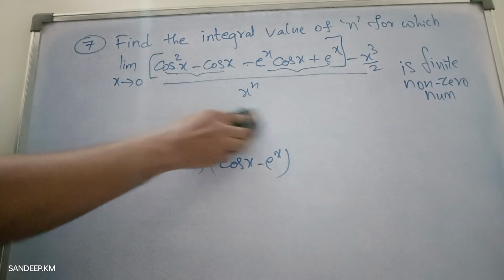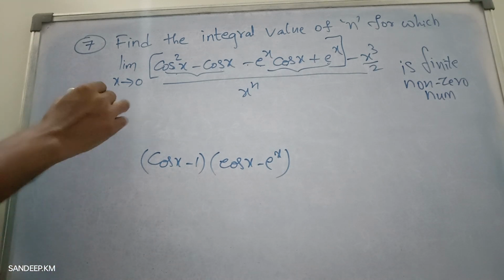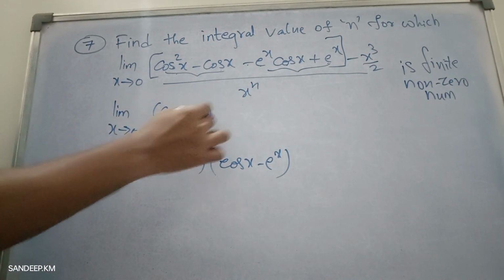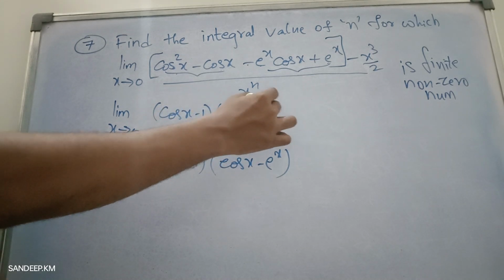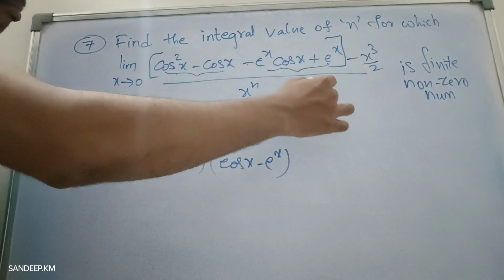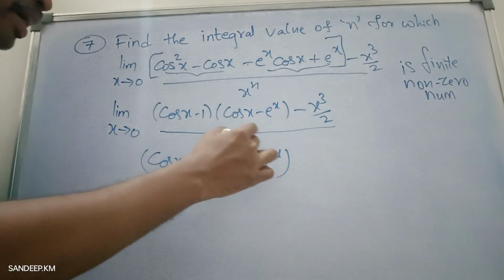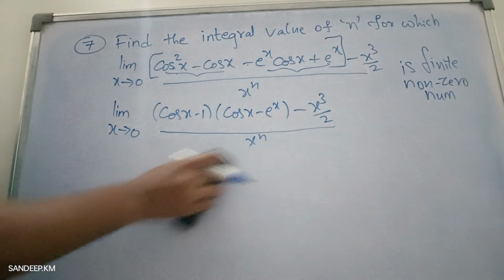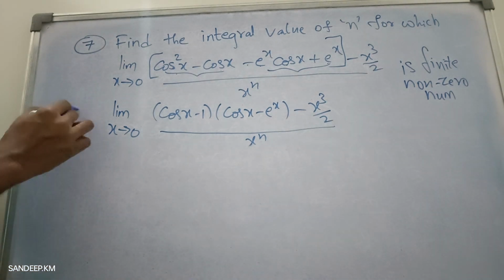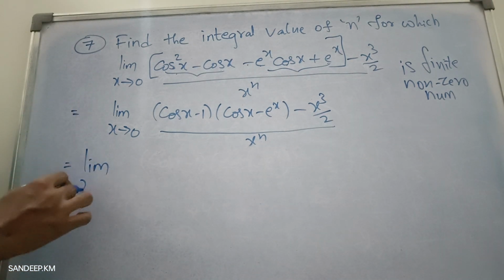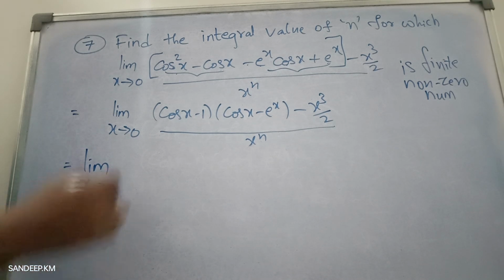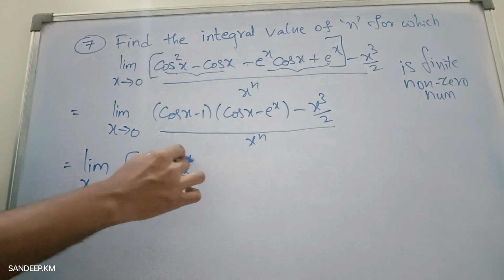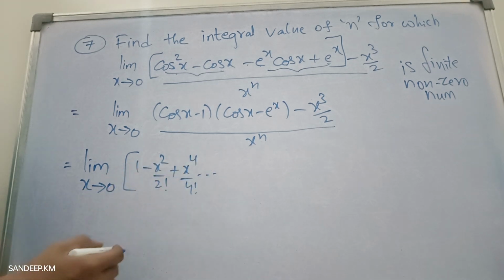Let me substitute that. So if I substitute that, the question becomes: limit x approaches 0 of cos x minus 1 into cos x minus e power x, and then we also have minus x cube by 2, whole divided by x power n. Now let us substitute the expansions of cos x and e power x and let us see what happens. Limit x approaches 0, cos x expansion is 1 minus x square by 2 factorial plus x power 4 by 4 factorial, and so on.